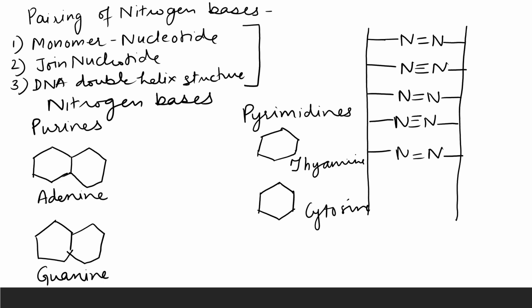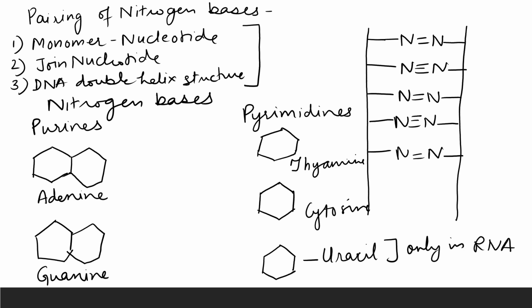But in case of RNA, we have another pyrimidine which is known as uracil. We don't need it here because we are talking about DNA structure, but I'm just making a uracil structure to make you remember that this is one of the pyrimidines which is present in RNA. So this is another pyrimidine which is present only in RNA, and it is known as uracil, right? Okay, so just let me color this.